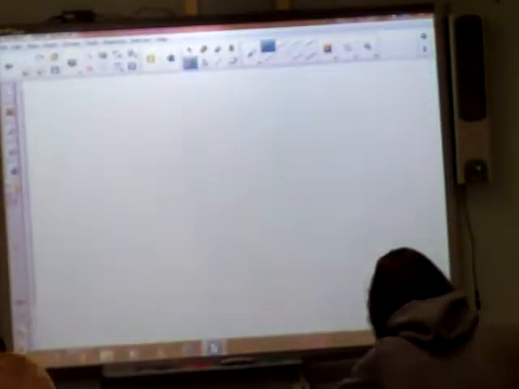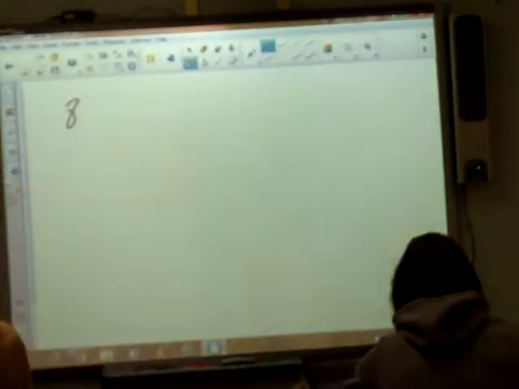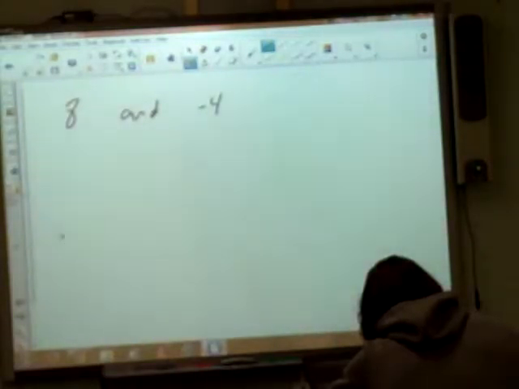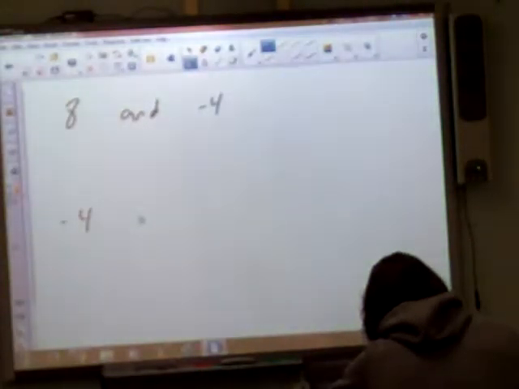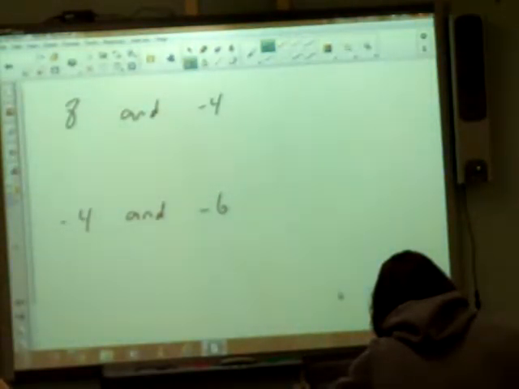All right, let's do another one of those, and then we'll hit the next bullet. Let's do two more of those. I want to let you do two on your own real quick. Find the distance between 8 and negative 4, and then find the distance between negative 4 and negative 6.